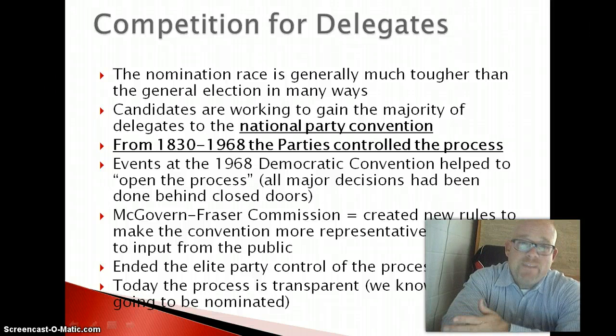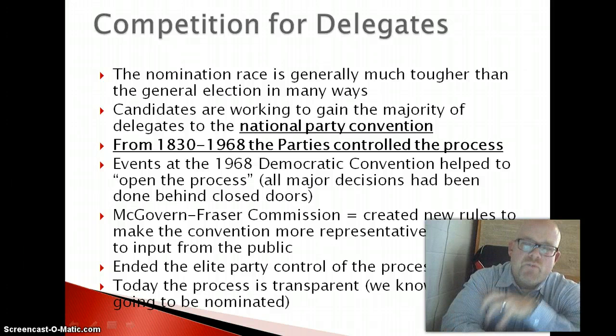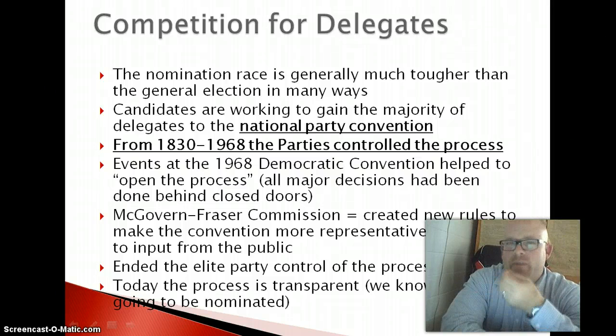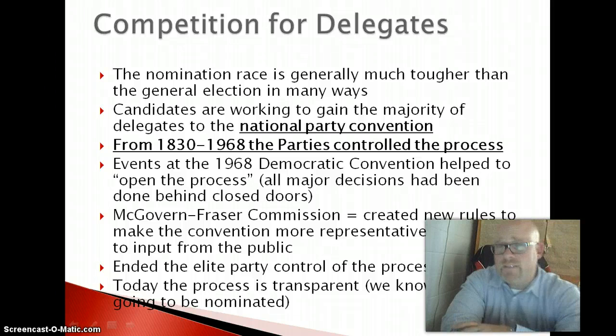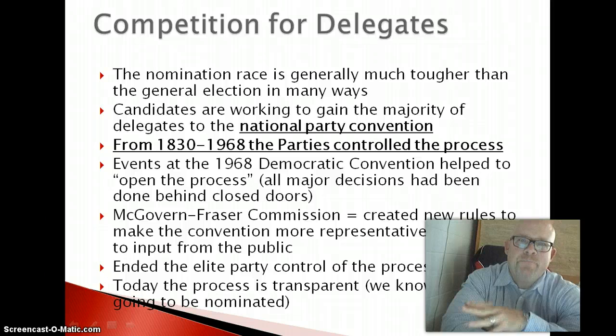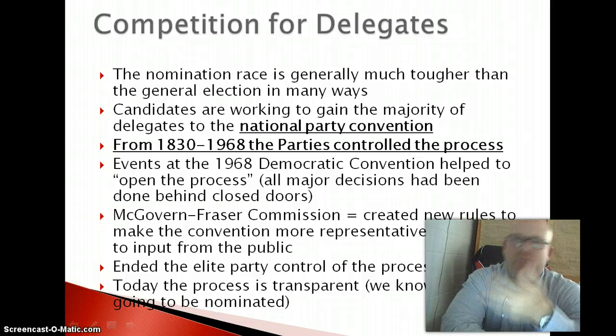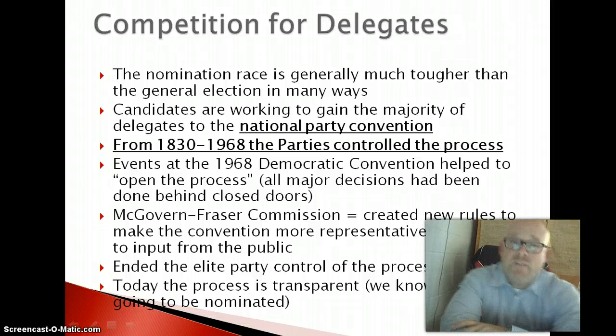From the 1830s all the way up through the late 1960s, the parties really controlled this process. The political parties ruled with an iron fist in terms of selection of candidates. There wasn't a ton of input from the outside, and party bosses, we talked about party machines in the last section, had a lot of influence on who was actually going to be picked. The citizens did not have much control, so the parties had a ton of power. That's all going to change in the late 1960s.